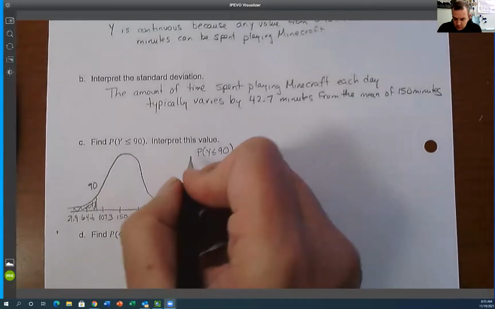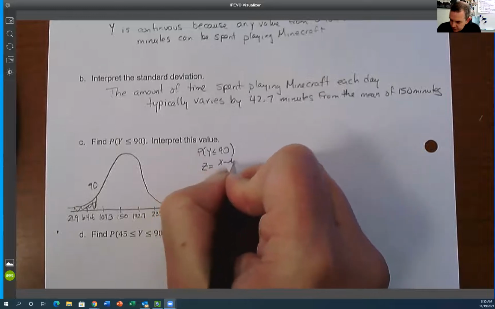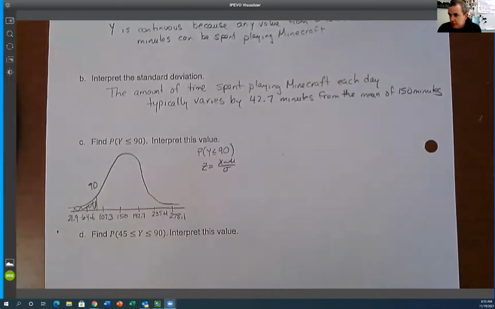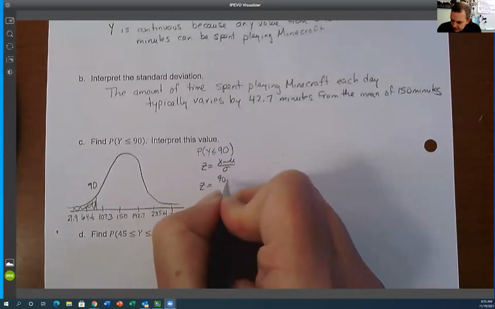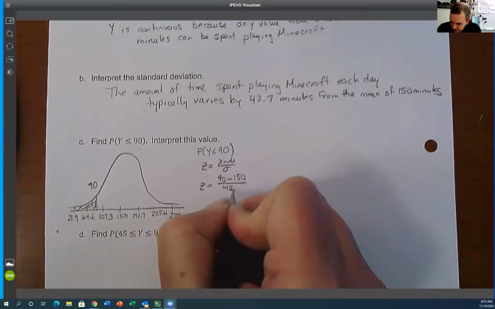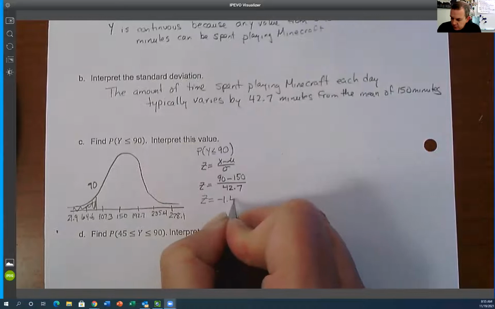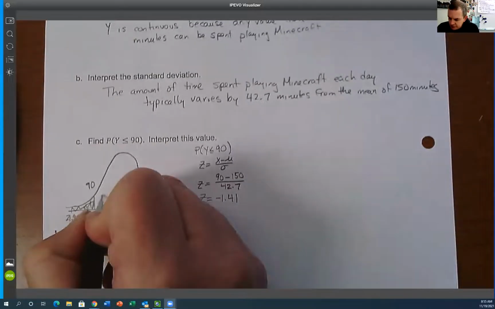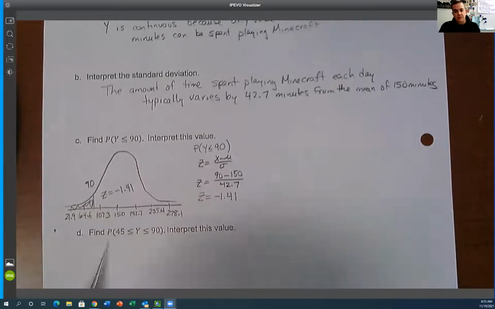The first way I'm going to show you is using z-scores in table A. So z equals x minus mu over sigma. In this case, x is our data value: 90 minus 150, our mean, divided by 42.7, our standard deviation. So z is going to equal negative 1.41. That tells me this value is 1.41 standard deviations below average.